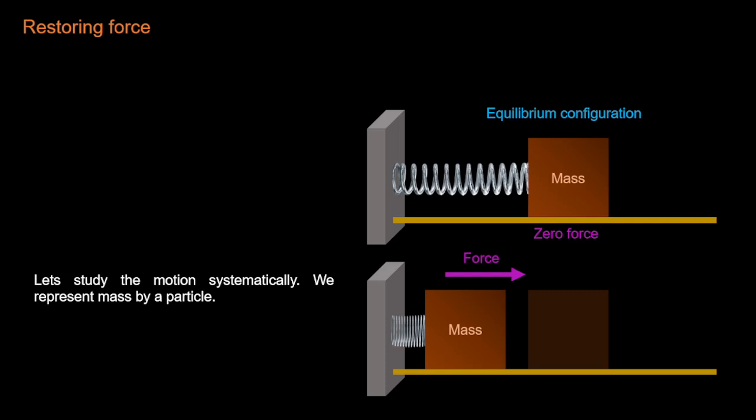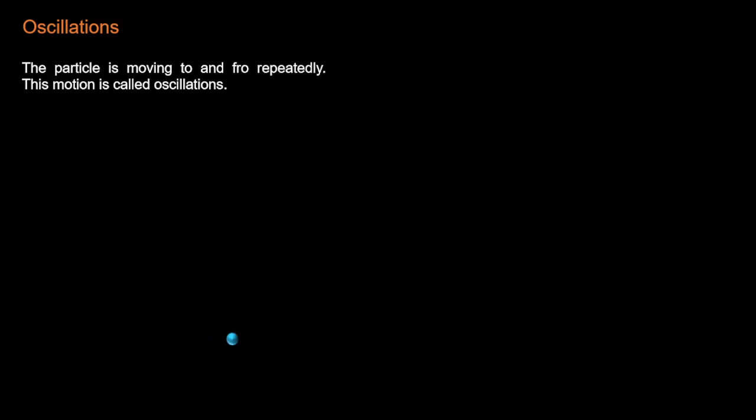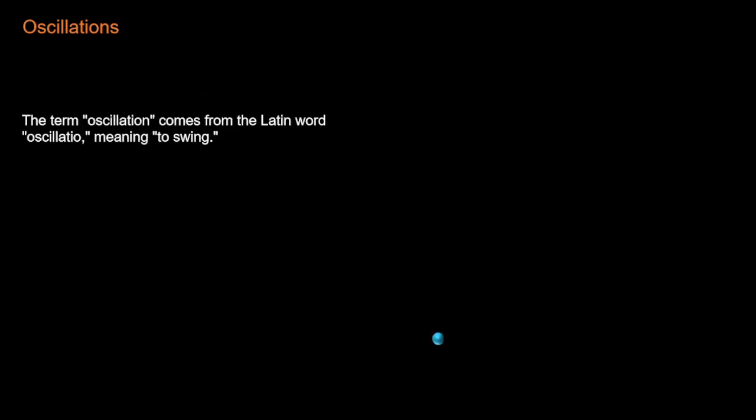Let's study the motion systematically. We represent the mass by a particle. The particle is moving to and fro repeatedly. This motion is called oscillations. The term oscillation comes from the Latin word oscillatio, which means to swing.